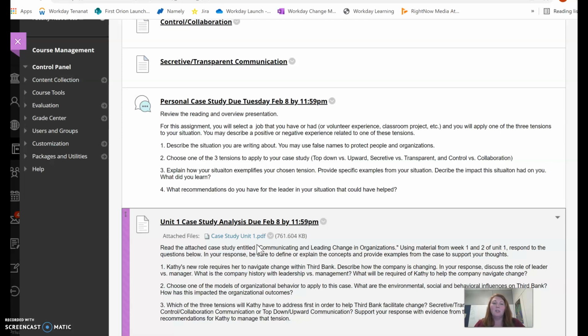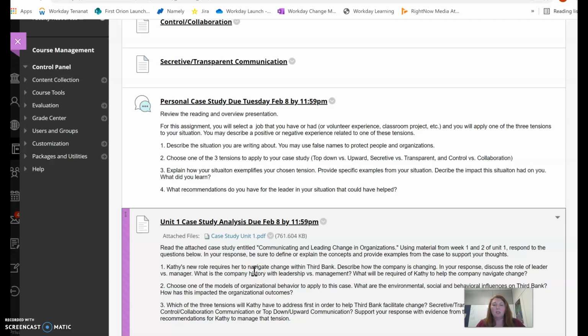Using the material from last week and this week, just respond to these 3 questions. This leader's role, her new role, is going to require her to navigate change within this bank. So how is the company changing? Go back to the information that we talked about last week about how the workplace is changing, how the role of managers and leaders are changing, and talk about leader versus manager. What is this company's history with leadership versus management? What's going to be required of Kathy as she takes on this new role to help the company navigate change?